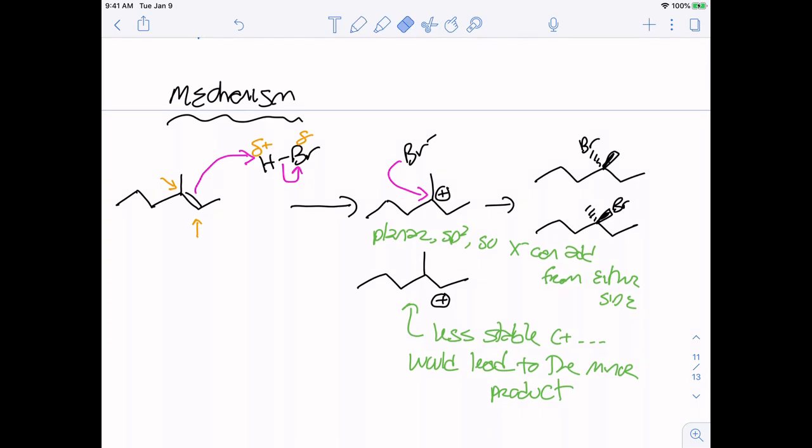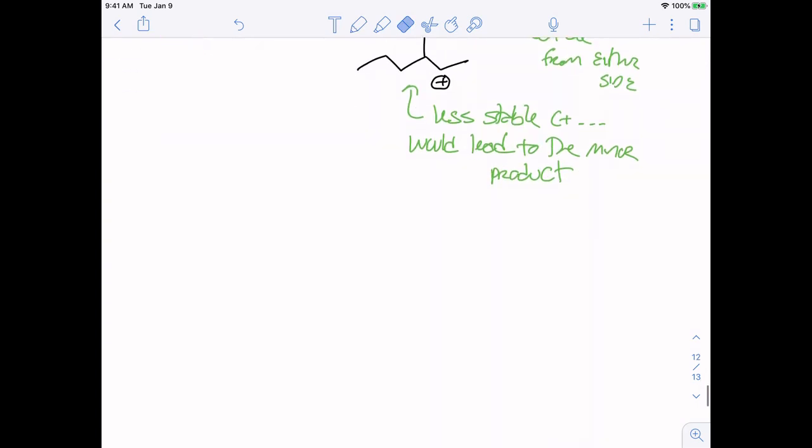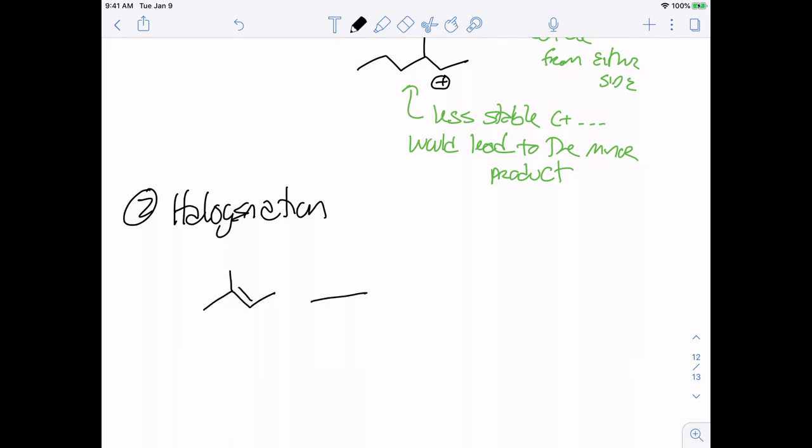The second type of electrophilic addition reaction we're going to cover is a halogenation. So the last one was a hydrohalogenation, right? We added hydrogen and a halogen across that double bond. This time I'm just going to add a halogen to both sides. So instead of HX, X2. And then our halogen is either going to be chlorine or bromine.